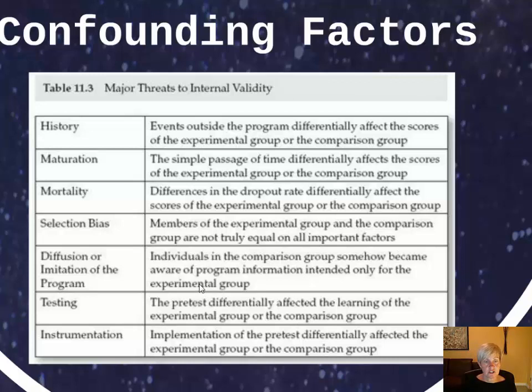Diffusion or imitation of the program. Individuals in the comparison group somehow became aware of the program information intended only for the experimental group. So this is basically program leak. And so they start to understand, and this happens oftentimes when you're conducting them in schools, perhaps could happen in 4-H clubs where people run into each other and there's a leak of information, and so now it's contaminated. Your comparison group has been contaminated, so to speak, and you really can't make any comparisons.